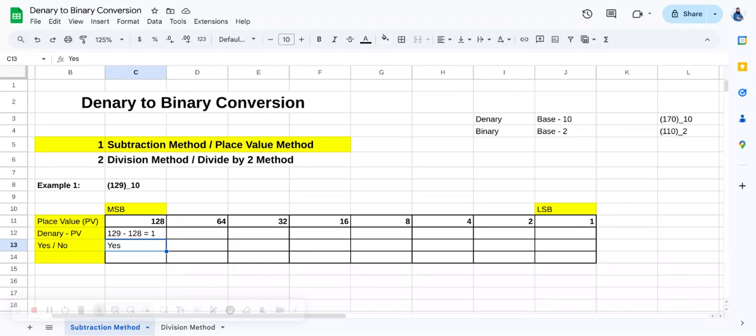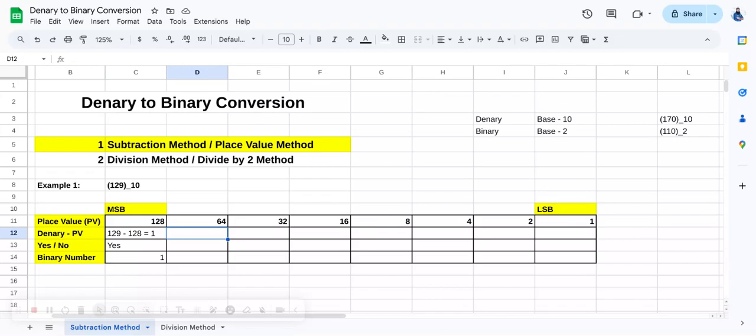So in our case, denary number minus place value equals 1, so we have written yes here, and then here we are going to write 1. If you get yes, you write 1 here. This is my binary number. Remember, whenever you get yes, you have to write 1. If you get no, then we have to write 0.